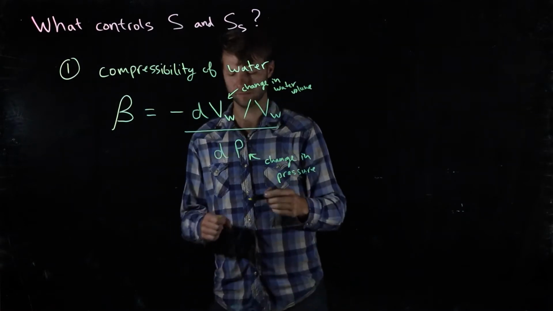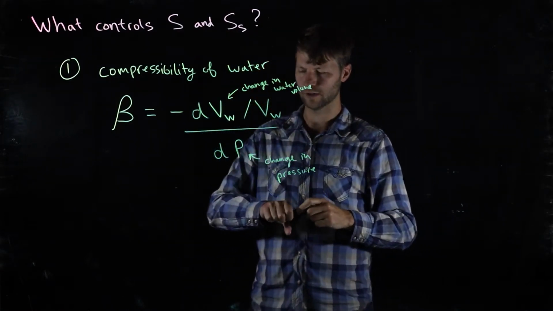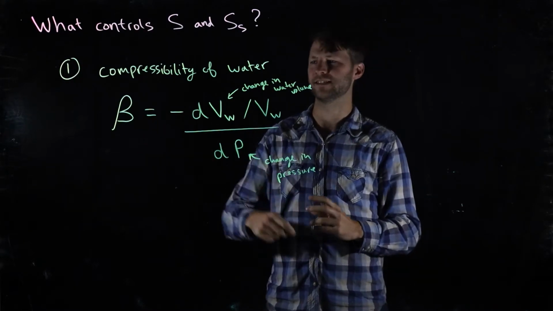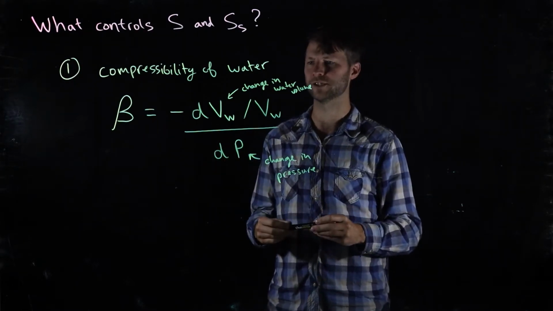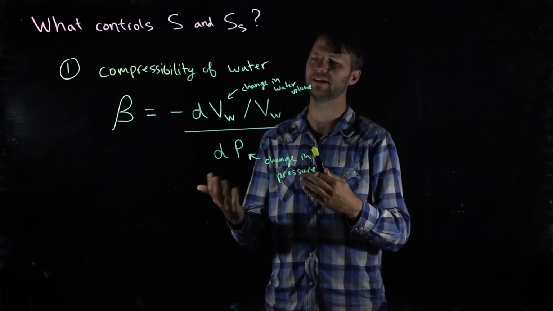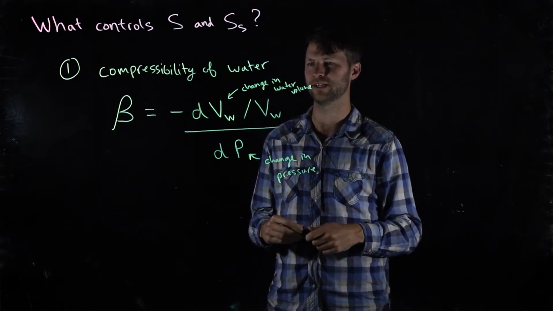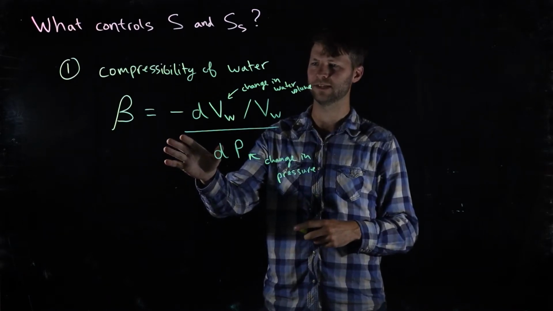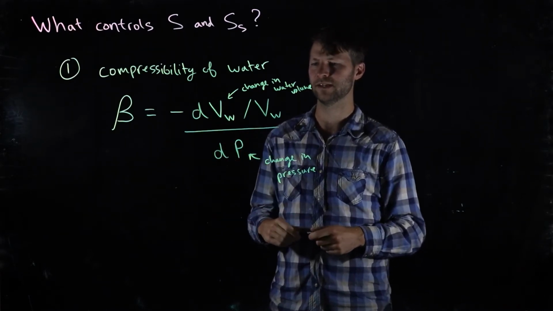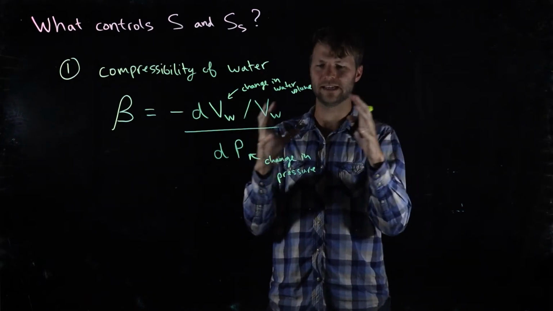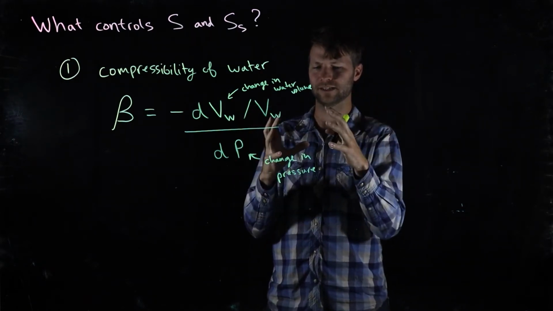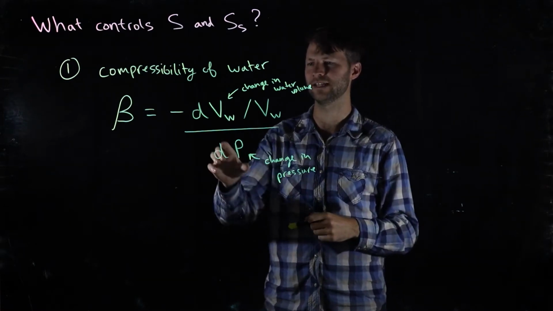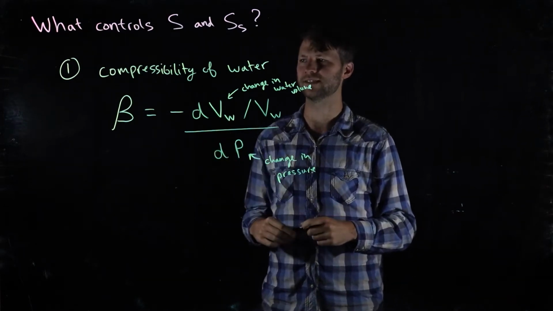And across most Earth surface applications, this term is basically a constant. Yes, it depends a little bit on the temperature of the water, but it varies so little compared to the other terms that we care about. It's basically a constant, and it's basically describing a linear elastic relationship between the size of water, how it is compressed or expands, relative to the pressure that water is under. And so it's relating strain to stress, essentially.